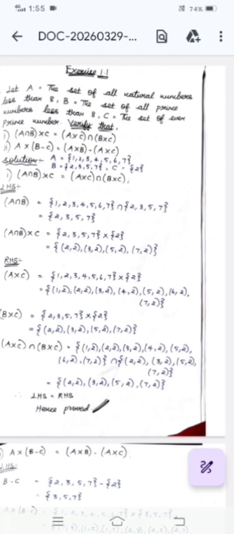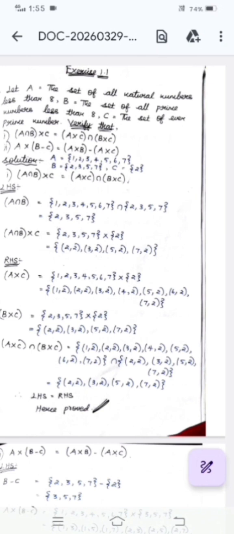First, natural numbers means it starts from 1 and it goes on. The set of all natural numbers less than 8 means we have to list all natural numbers that are smaller than 8. So the set A contains the elements 1, 2, 3, 4, 5, 6 and then 7.